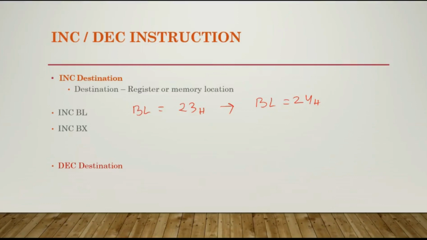Similarly, I can write this instruction for a 16-bit register, INC BX, or I can write a decrement instruction, DEC destination. As increment does, just the reverse thing will be done by the decrement instruction. It will decrease the content of a register or a memory location by 1. The content of the register or the content of a memory location is reduced by 1.